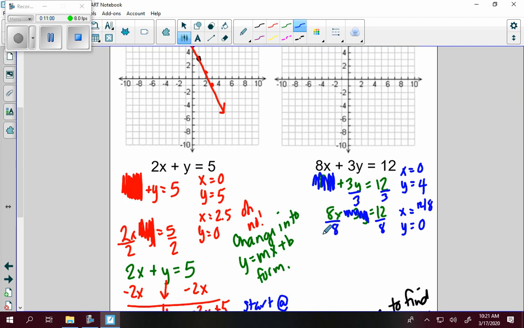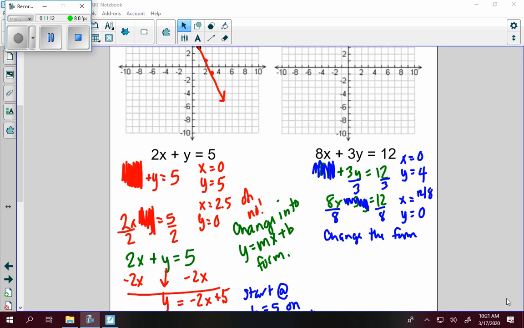So to change the form so that I could graph. I'm going to pause this for a minute. Okay, I paused it so I could move all that other stuff over.